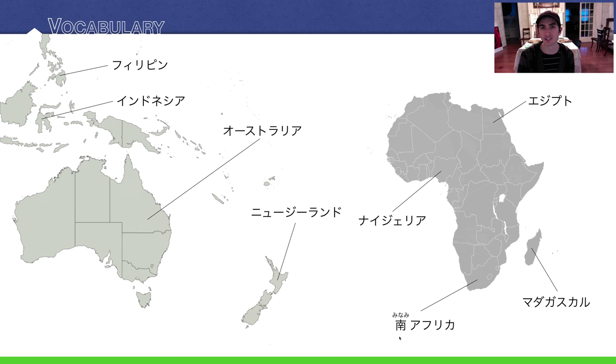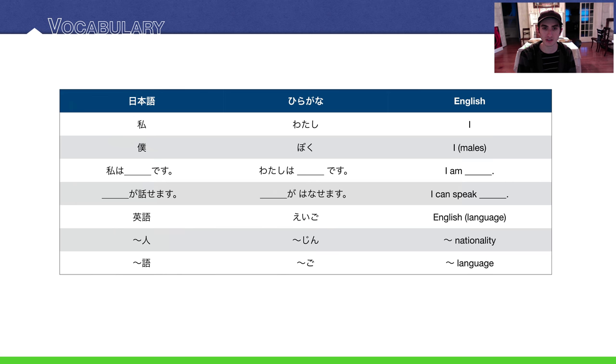Minami Afrika. Minami means south. So this is South Africa. And finally, Madagascar. This is Madagascar. You should know all of these countries. It should be easy because most of their names come from their English names. There are a few exceptions, but it's relatively easy.